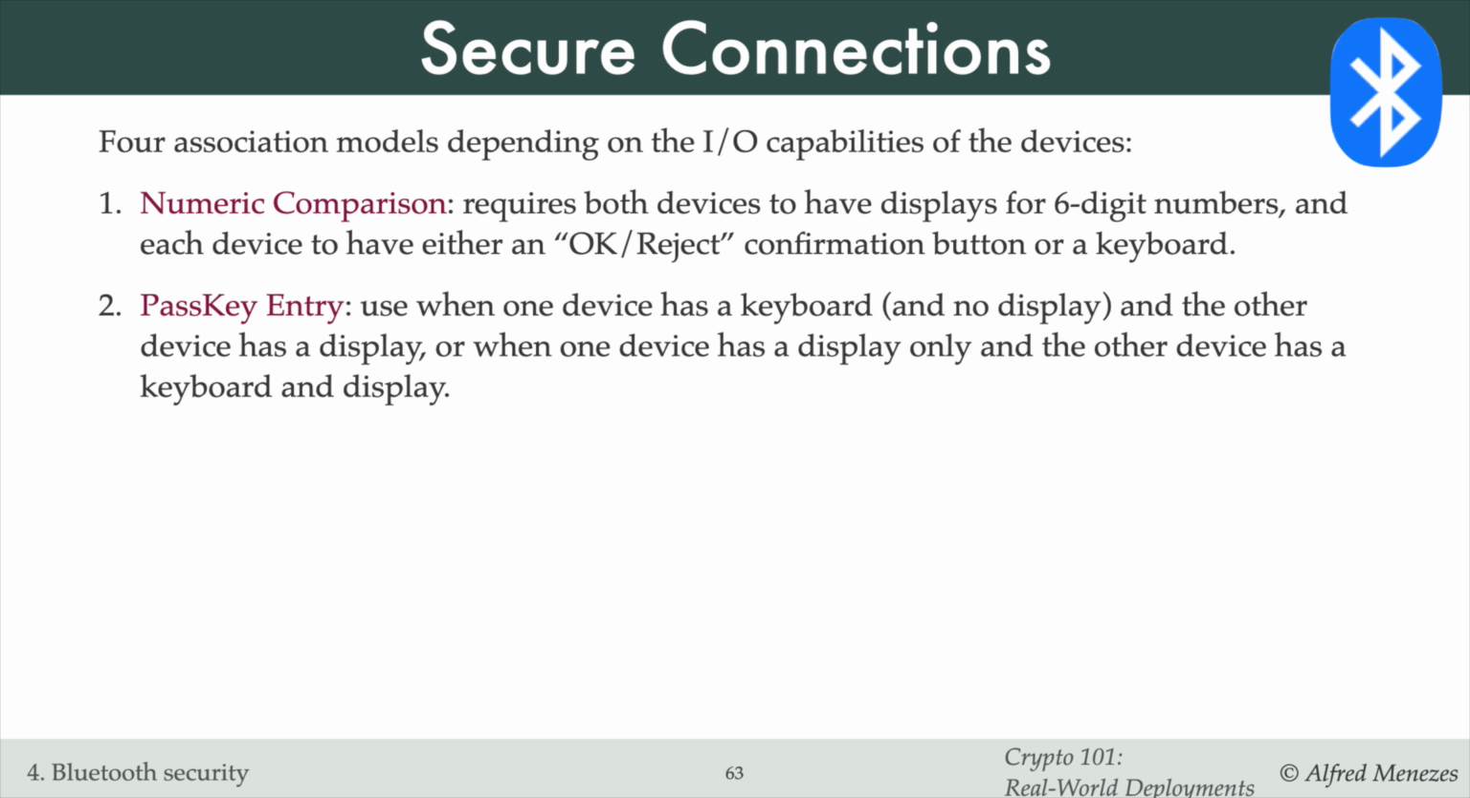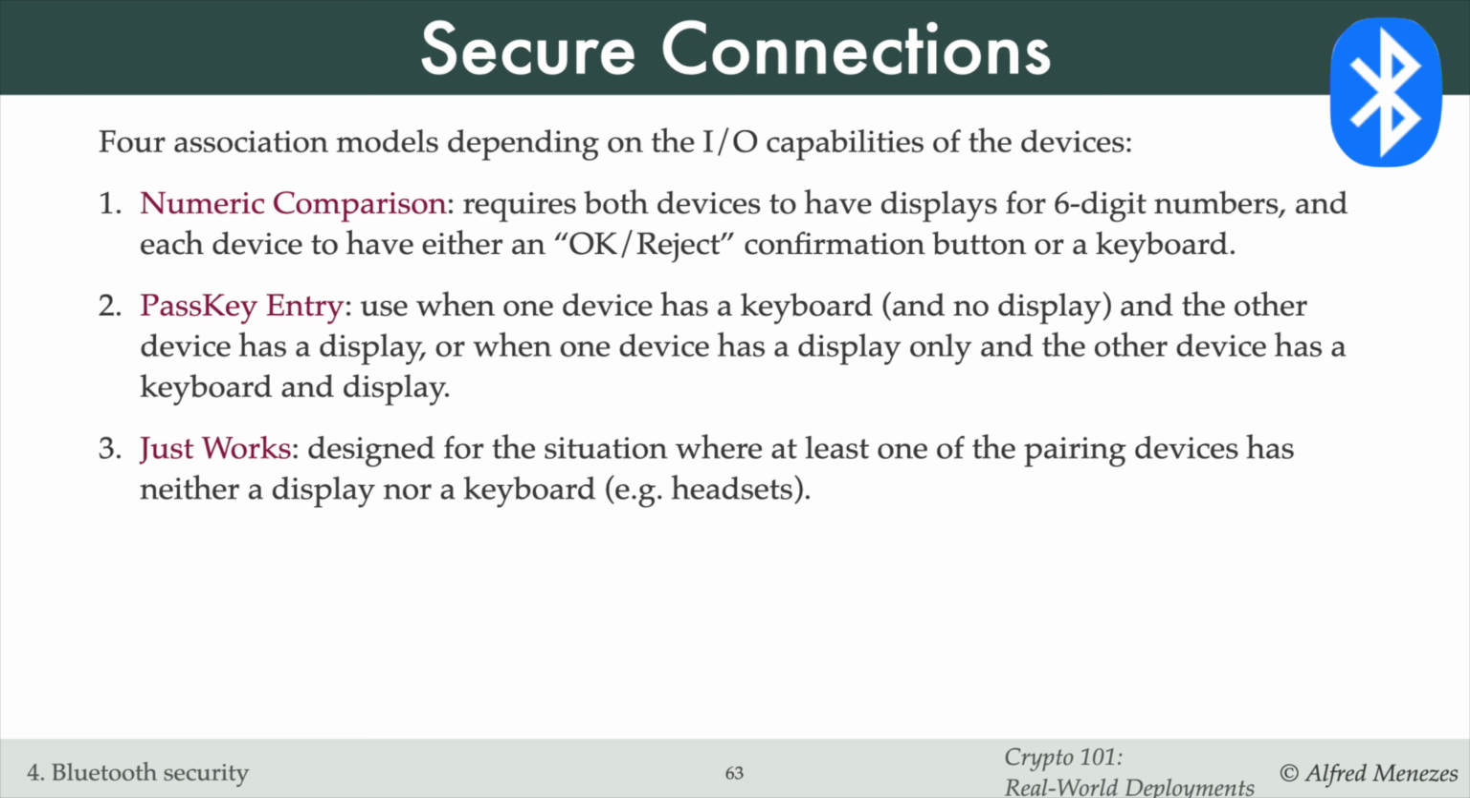The second association model is passkey entry. This model is used when one device has input capability but no display, while the other device has a display. It's also used when one device has only a display and the other has both a keyboard and a display. A common scenario is connecting a wireless keyboard to a desktop computer.